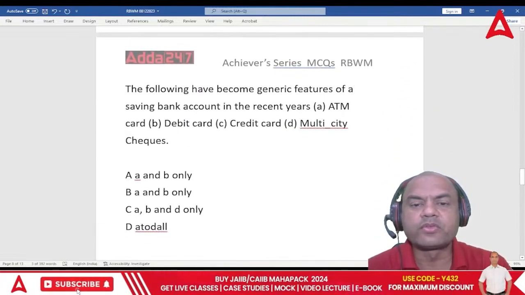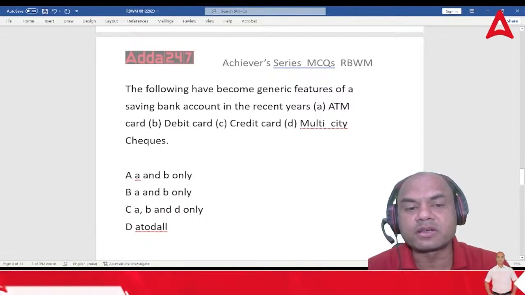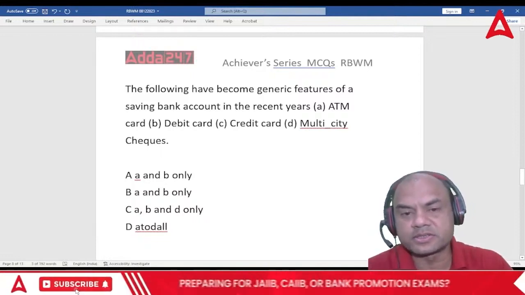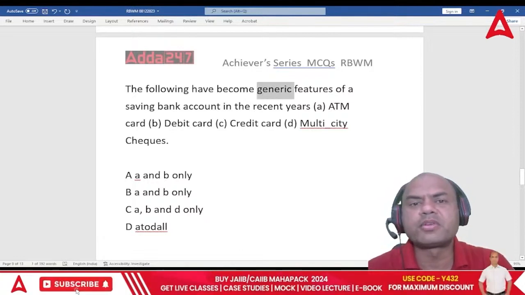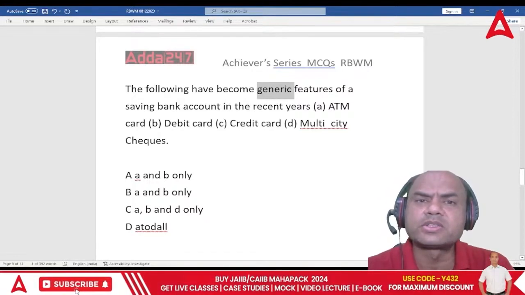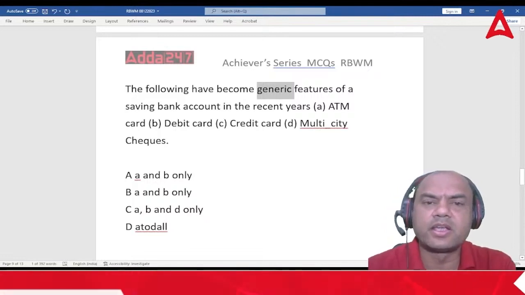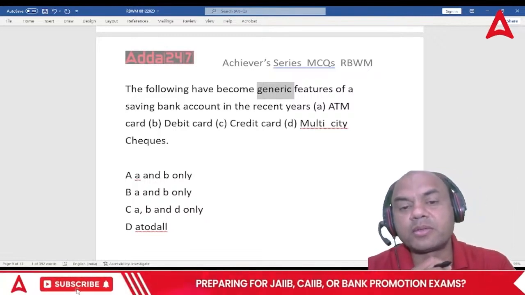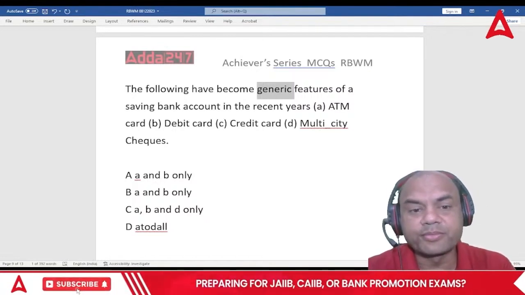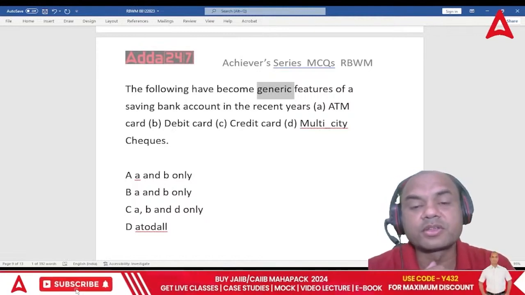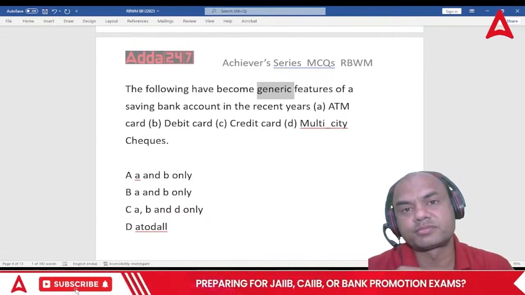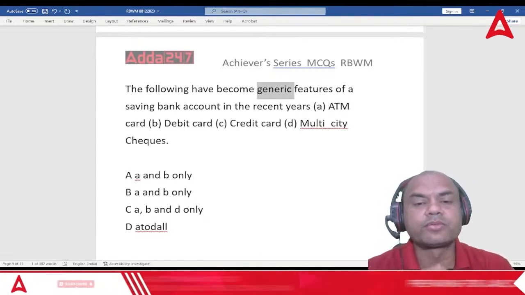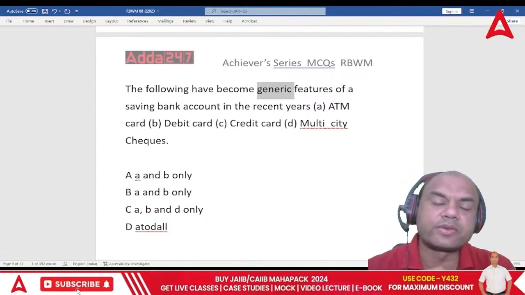Next one. The following has become the generic feature of savings bank account in recent years. Generic means common feature. So what? If I tell any customer I am giving ATM card, so what? If I am giving debit card, so what? Credit card, so what? Multi-city check, so what? It's nothing new. So that is generic feature.